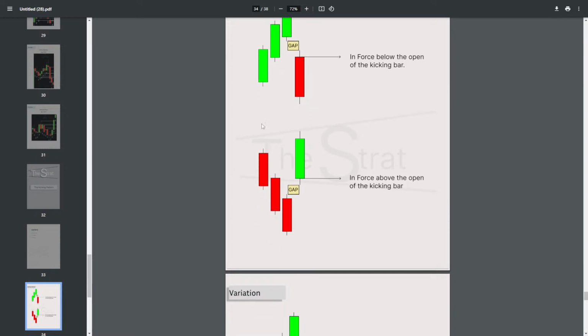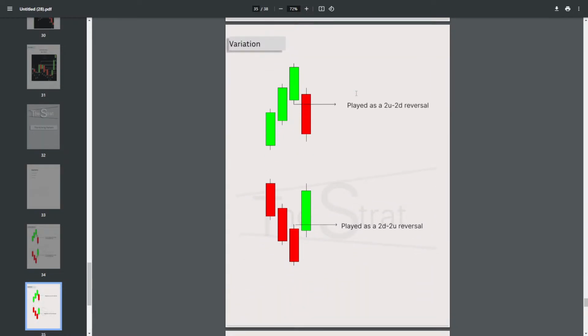But you'll see here, kicking pattern to the upside as well. We want to see a nice directional bar to the downside, and the rule is about 80% of that candle needs to be one color. So you can see it's 80% red, and then it gaps in the other direction, and above that open of that next bar, it is in force, and that is then occurring.